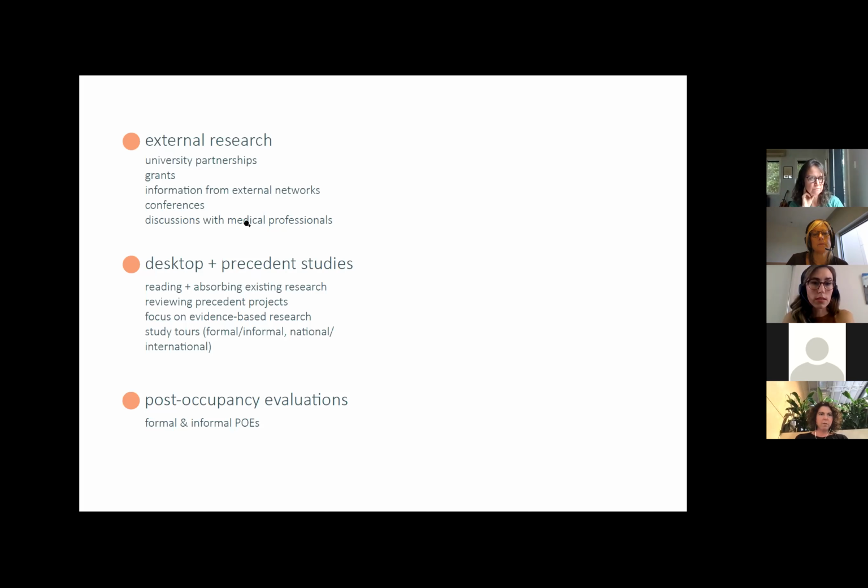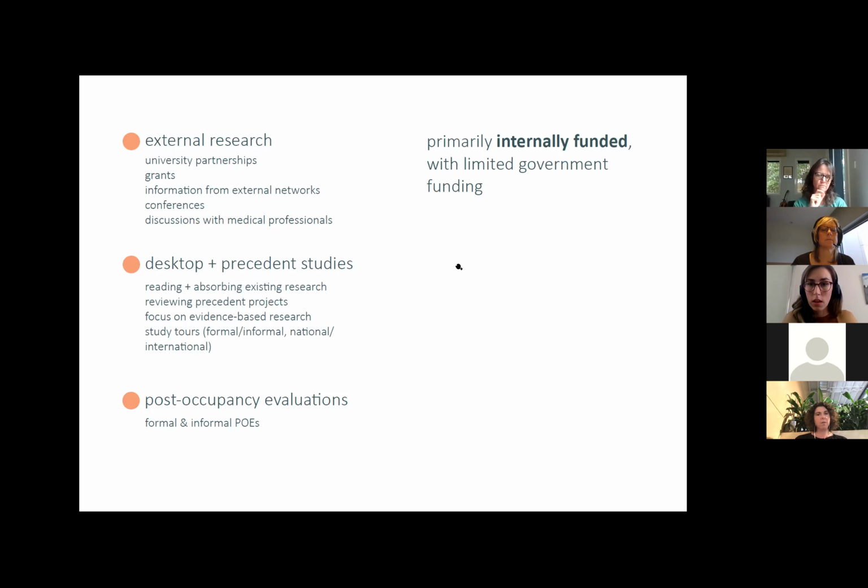They attended conferences and had discussions with medical professionals. They also spoke about desktop and precedent studies, so more informally reading and absorbing existing research, reviewing precedent projects, a focus on evidence-based research, and study tours, both formal, informal, national and international. And then post-occupancy evaluations. Some practices undertook more formal evaluations and some more informal, which is essentially walking around hospitals, chatting to clinicians and administrators. All the research was primarily internally funded, which I'm sure you're all familiar with, with very limited government funding.